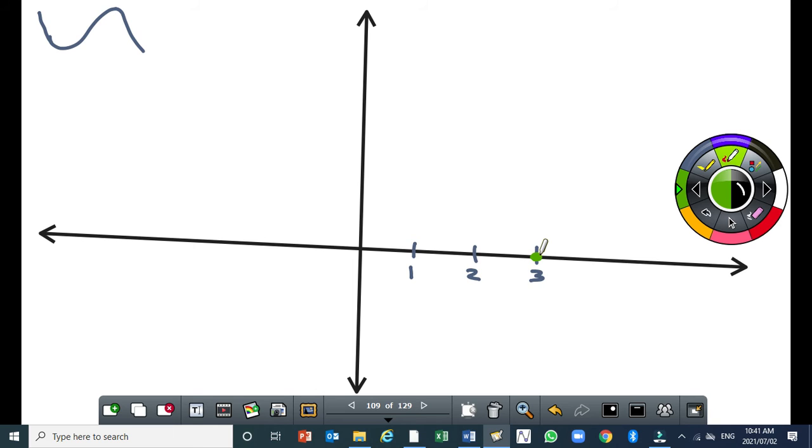Then we need to locate where x is 0, y is 27. Now in this case, because it's a sketch, I can say maybe this is 5, that's 10, this will be 15, then 20, 25, maybe I'll put 30 there. So let me calibrate where my 27 is going to be. 27 is going to be somewhere there. I'm going to plot where 27 is.